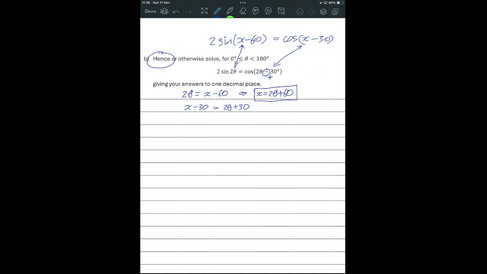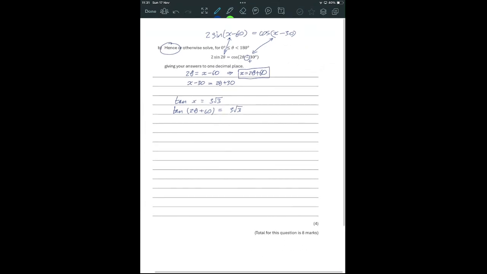So that means from part A of the question, we had that tan x was 3 root 3. So therefore tan of 2 theta plus 60 is going to be 3 root 3. We had theta between 0 and 180. So if I double that and add 60, we're looking for angles of theta between 60 and 420. So we're looking for angles of 2 theta plus 60 in that range. So in my calculator, tan inverse of 3 root 3.